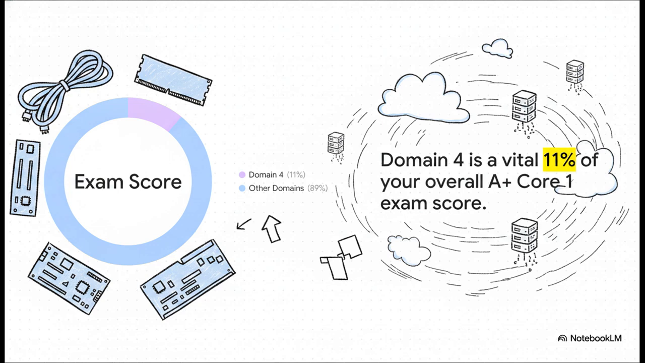Section 1. Demystifying Domain 4, the stakes. So Domain 4 makes up exactly 11% of your overall Core 1 exam score. Now, at first glance, 11%? It might look like a pretty small slice of the pie compared to things like hardware or networking. But do not let that fool you for a second. This domain represents a massive conceptual shift.